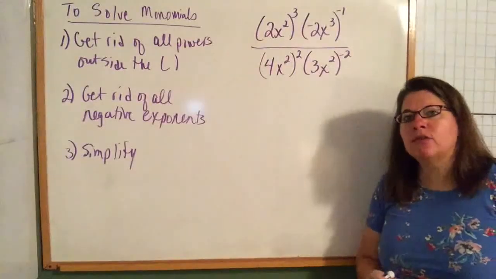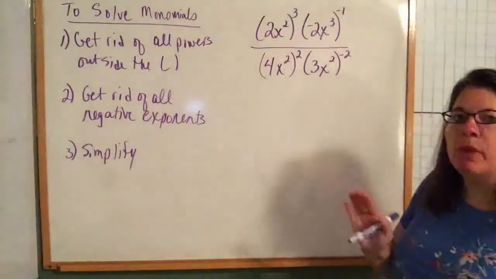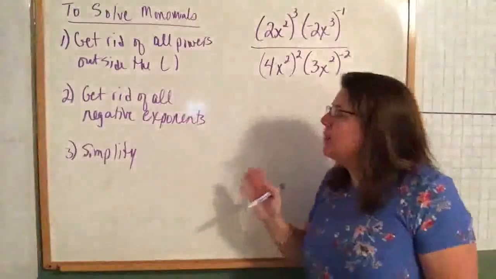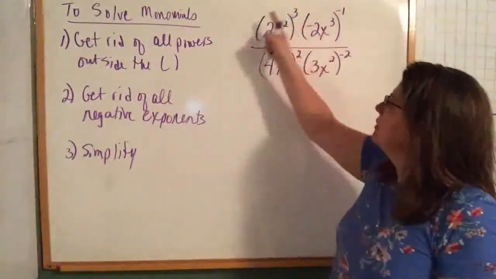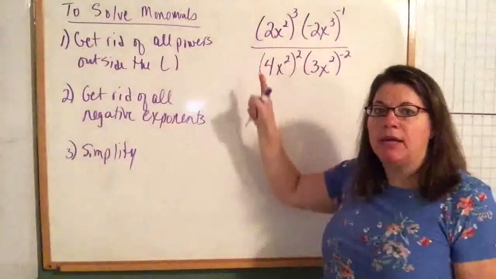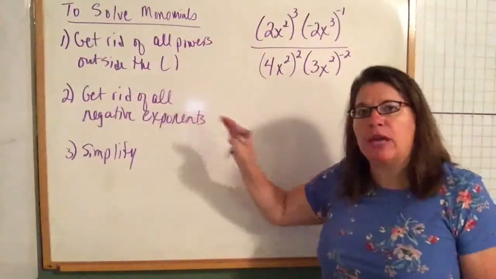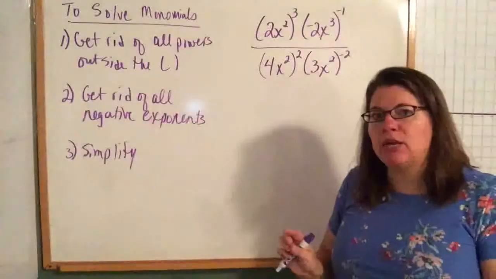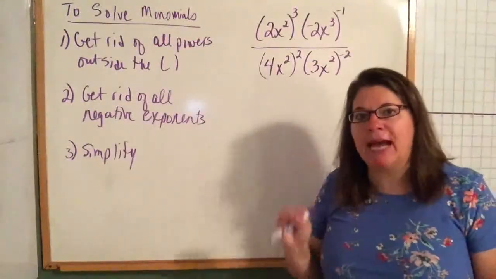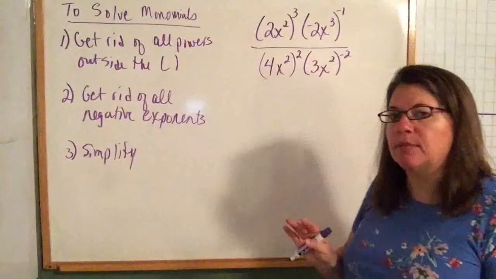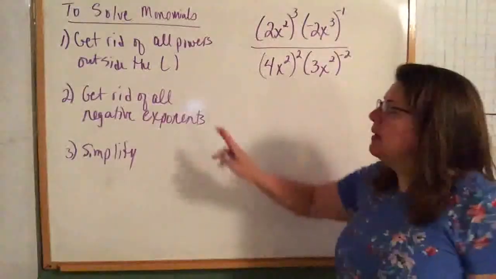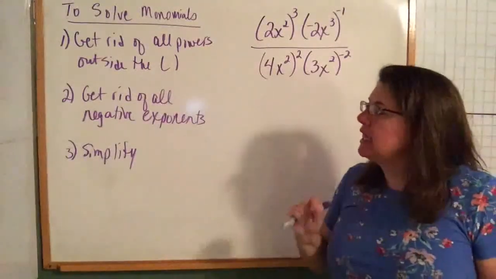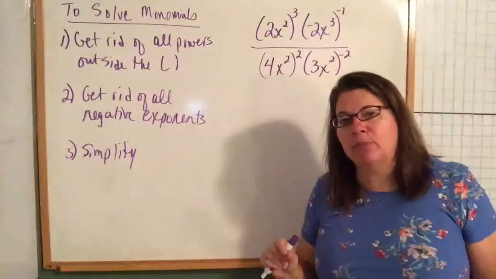So that leads us to solving any monomial. If I have a monomial, and here's one, this is kind of a complicated one, but as long as you follow these 3 simple steps, you should be able to do all of them correctly. You just have to make sure you follow it one step at a time. Don't try to do too much in one step. Show your work as you go. To solve monomials, first you're going to get rid of all powers outside of the parentheses.